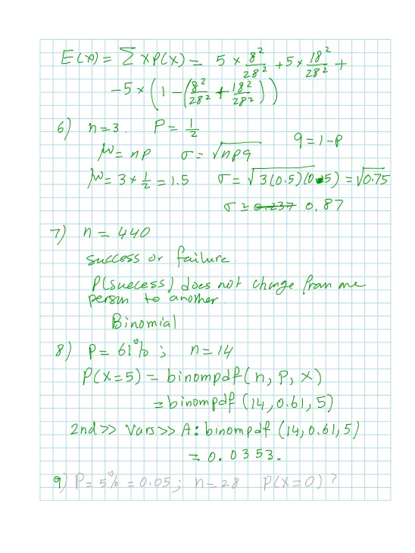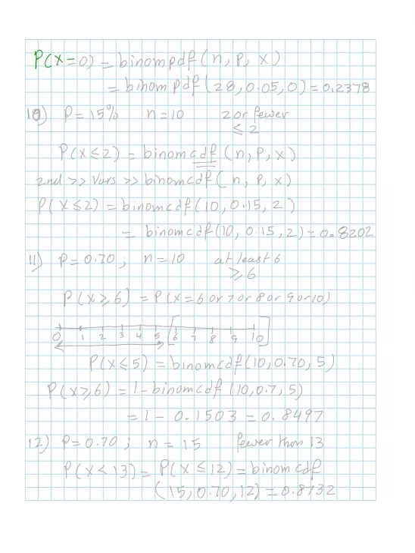If I do that on the calculator, I input 14, and then it will ask me for p, so I put 0.61. Then the x value I put 5, and then paste, and then press enter again. That should give me 0.0353, and I'm going to ask you to round your answer to 4 decimal places.